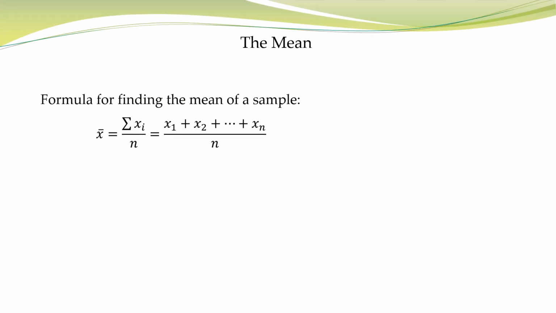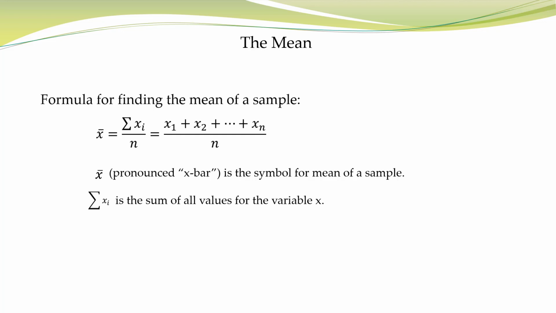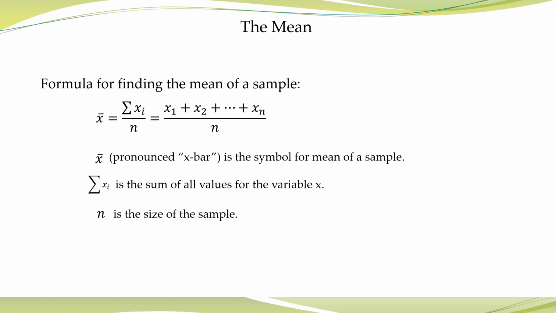The formula for finding the mean of a sample. X bar is the symbol for the mean of the sample. Sigma of xi is the sum of all values for the variable x. n is the size of the sample. So x bar equals the sum of xi divided by n. It's the sum of all the x values divided by the sample size.